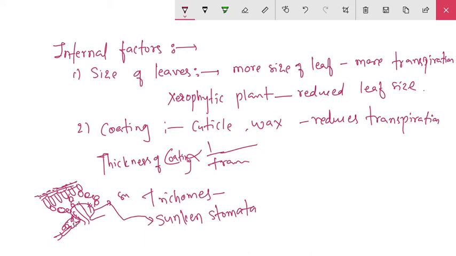Sunken stomata. It is in the deep groove. Okay. So it is in the example in the Miriam plant. Okay. So such trichomes, like trichomes or the sunken stomata, also reduce the rate of transpiration. Okay.